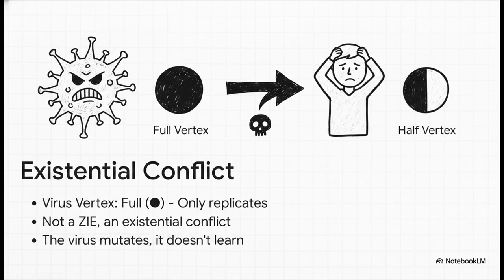Because there's zero feedback loop, this isn't a ZIE at all. It's what we call an existential conflict. The virus blindly mutates, it doesn't learn. This really helps us objectively visualize why certain biological interactions are fundamentally unbalanced.